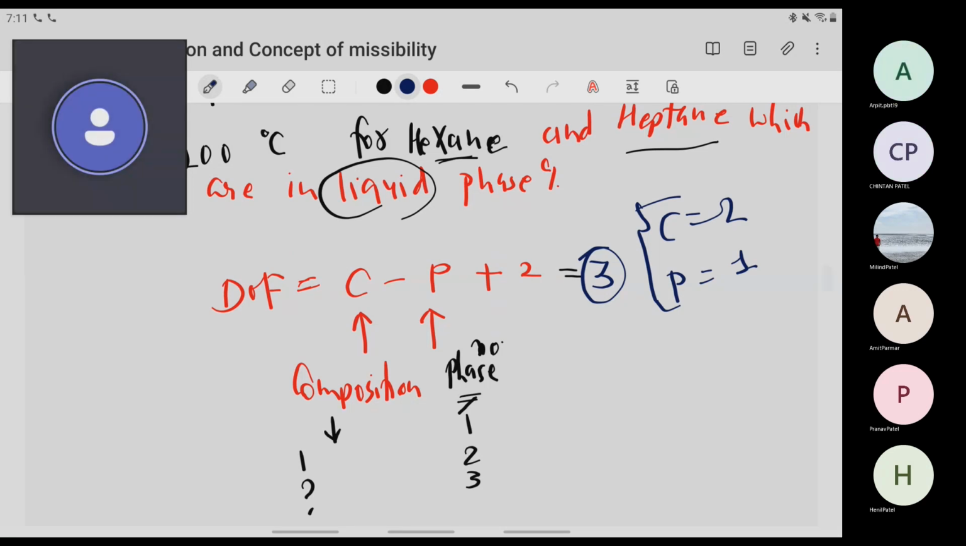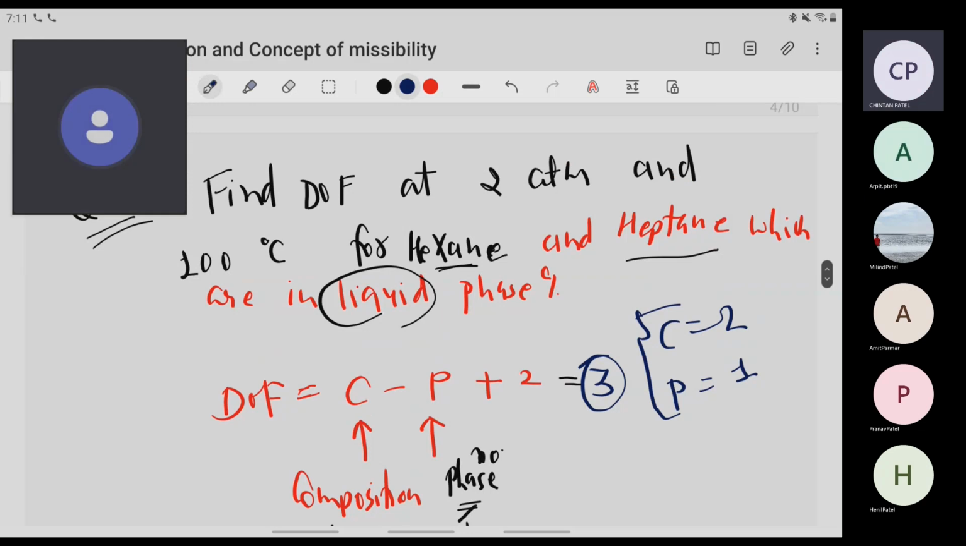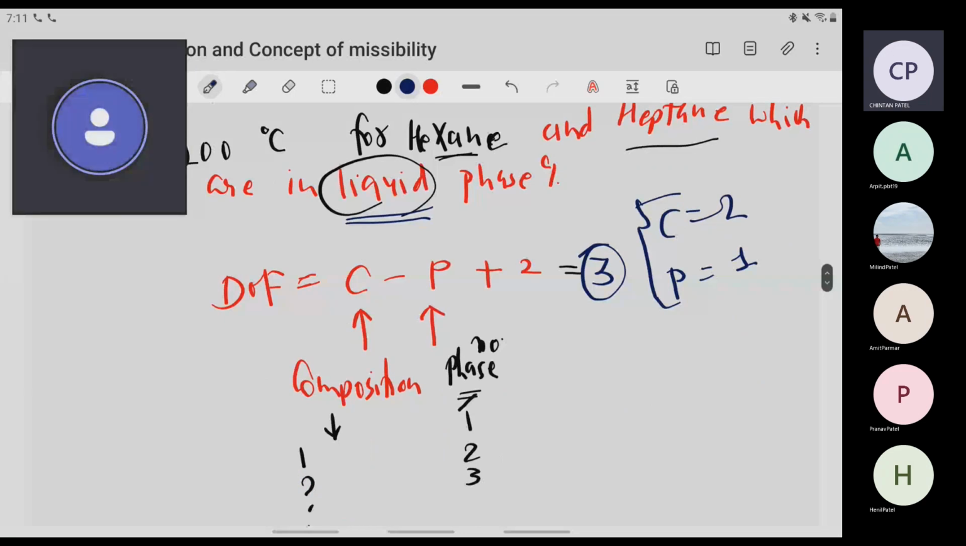Sir, I am considering phase 2. No, no, I told you here hexane and heptane are in the liquid phase only. I'm not saying both are in different phases. I already told you, for now consider both are in the liquid phase only, and they are a mixture of hexane and heptane here. Like crude oil, again we say crude oil is in a liquid phase. That means this mixture is in a single liquid phase, not a double liquid phase or second liquid phase.